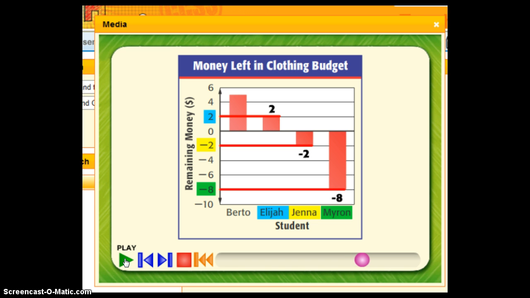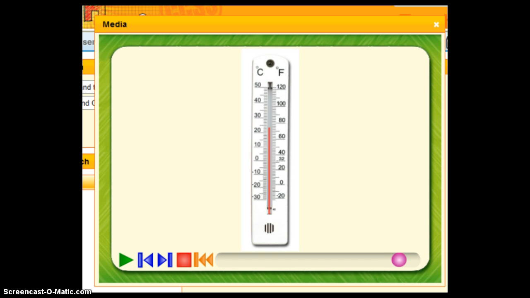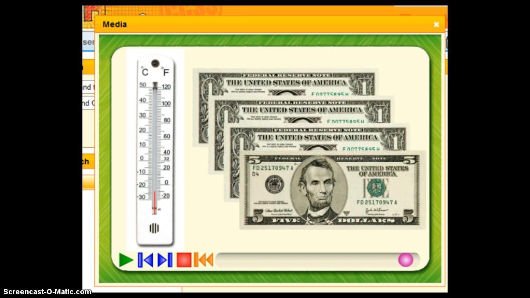Who has the most money left? The highest bar above the 0 line represents the most money left. We can see that Berto, who has $5 left, has the most money remaining. Who owes the most? According to the bar graph, we can see the longest bar falling below the 0 line is Myron, who owes $8. So, integers can be used to describe situations about temperature and money. Can you think of other examples involving integers?